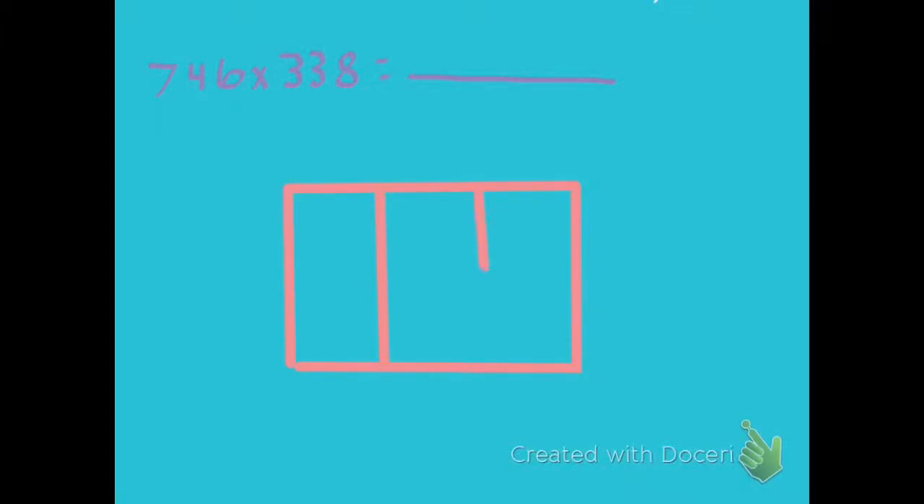That's 3 spaces for 746. Now we got to do 3 spaces for 338. Now one across, and then one right here. Now we're going to add our biggest number on the top, 746, and then our lowest number on the bottom, 338. Now let's start to multiply.